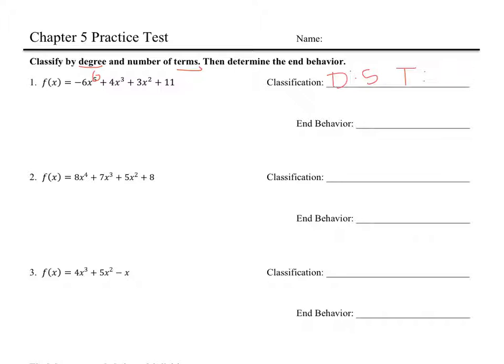Number of terms, if I count in between, I have x to the 5th, x cubed, x squared, and a number, so that's 1, 2, 3, 4. So my terms are 4.